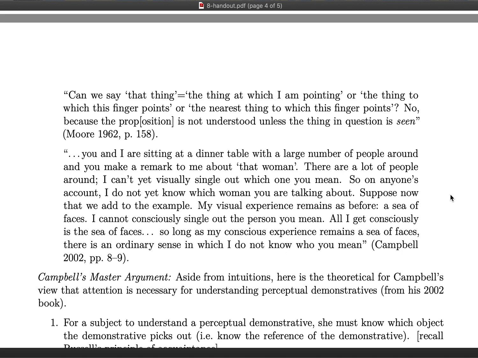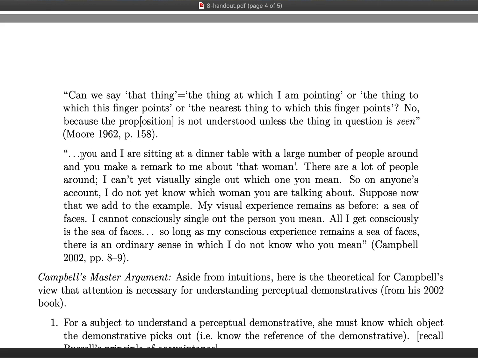Okay. Now another example is from Campbell, from his 2002 book, in which he elaborates the ideas from the article that we are reading this week. His example is called the Sea of Faces example. So I'm going to read it to you.